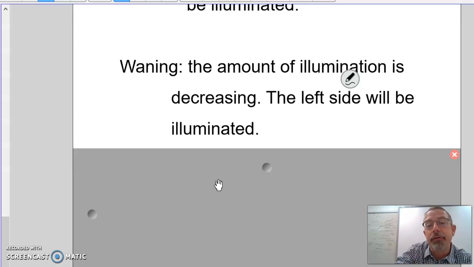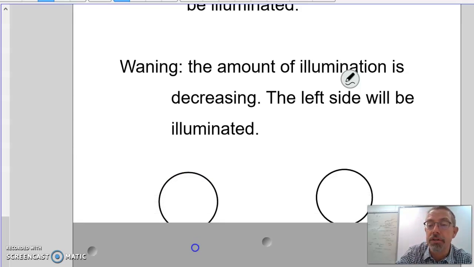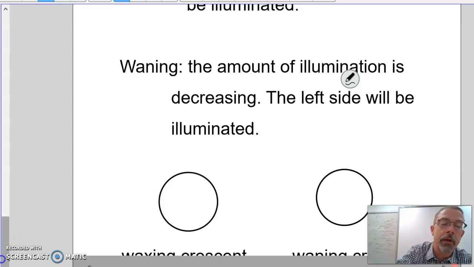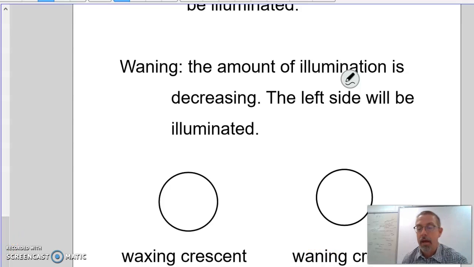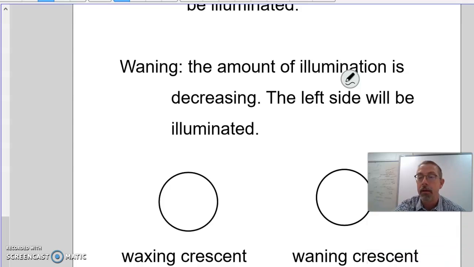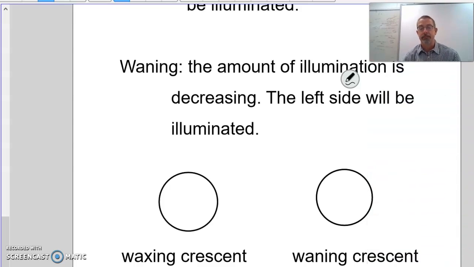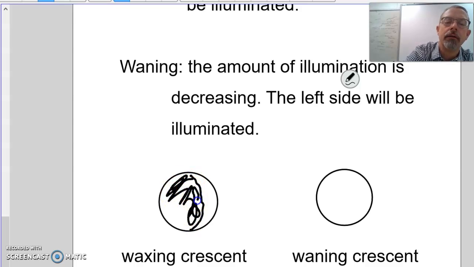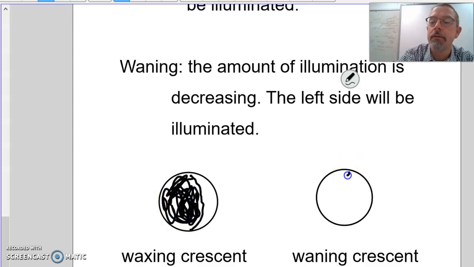Now what's kind of crazy is that if you're in the southern hemisphere, these ideas would be reversed because you're looking at the moon from a different perspective. So I want you to think about this. How would you draw a waxing crescent? How would you draw a waning crescent? Well, waxing would be the right-hand side. So waxing crescent, we're going to indicate like this. We're going to shade in this side. A waning crescent is going to look like so.